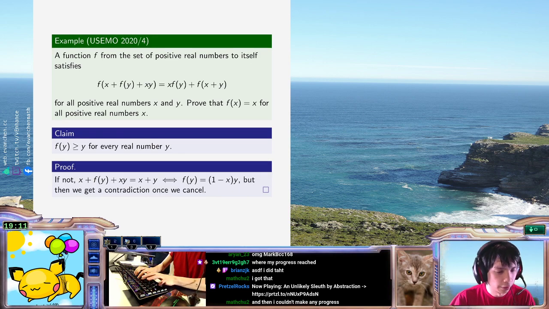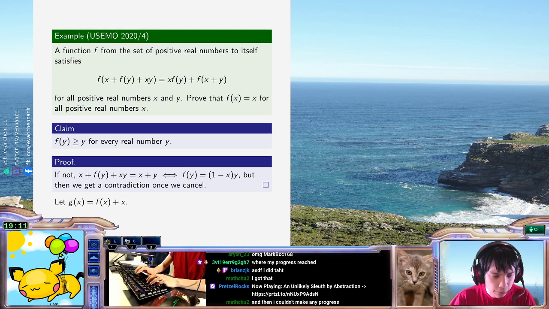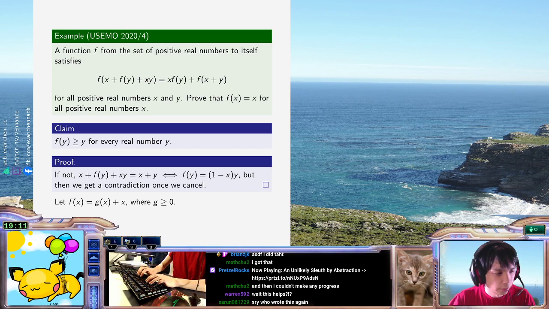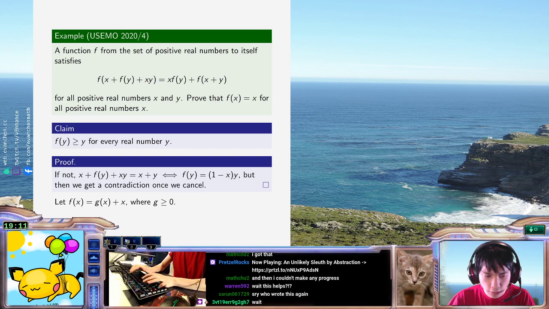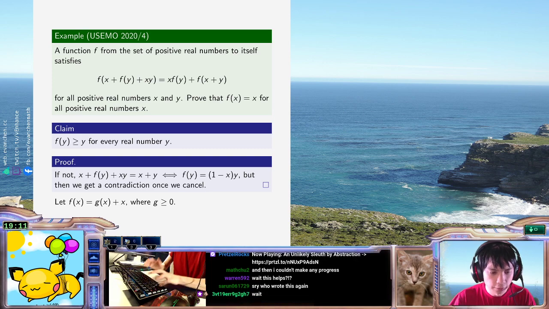So now we're going to let g(x) equal f(x) minus x. So, sorry, f equals g plus x, where g takes on non-negative real values. So if I rewrite, then x plus y plus xy plus g(y). Yeah, you're supposed to do the substitution. So that's what happens when you do a substitution, alright?